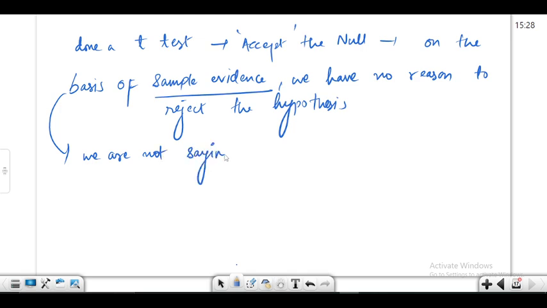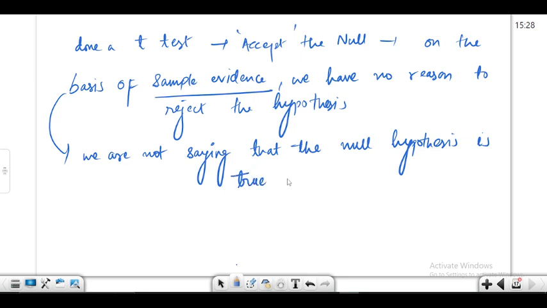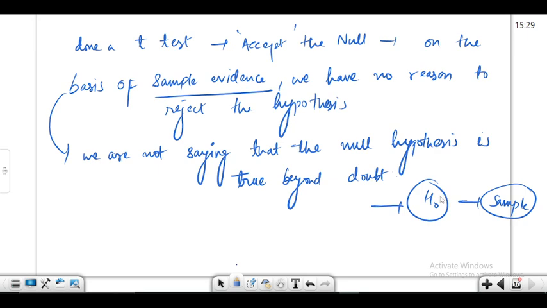that the null hypothesis is true beyond doubt. What this means is, for a given null hypothesis H naught and for a given sample, if I decide to accept the null, it means that it is true for this sample. It is not saying that in any situation the null hypothesis will be true, or that there is no doubt whatsoever in accepting or rejecting a particular null hypothesis. It is done for a given sample. So it is totally situational.